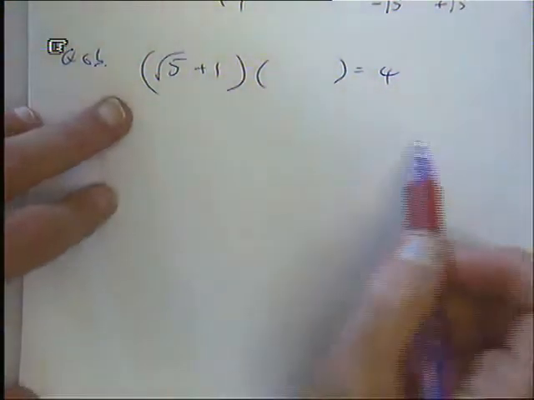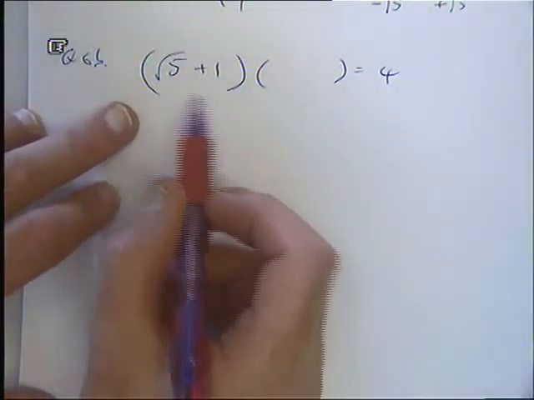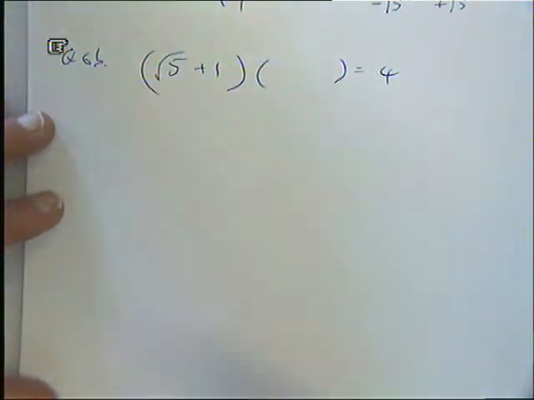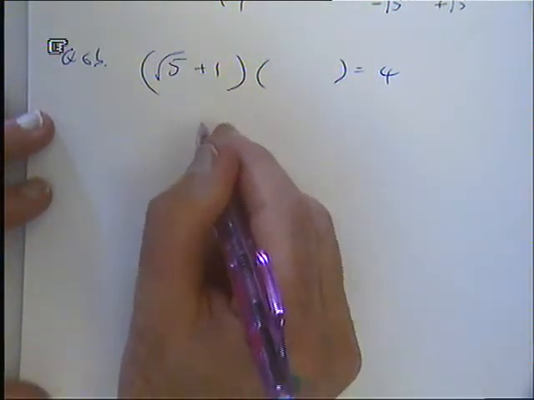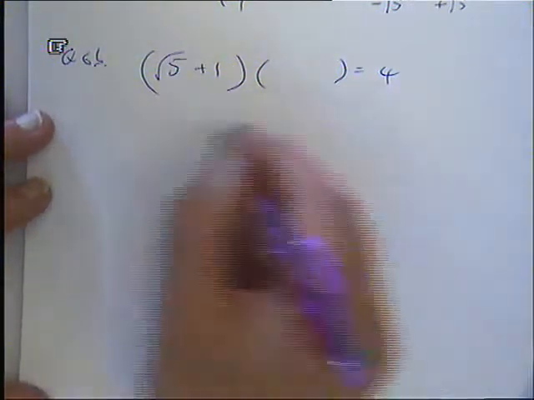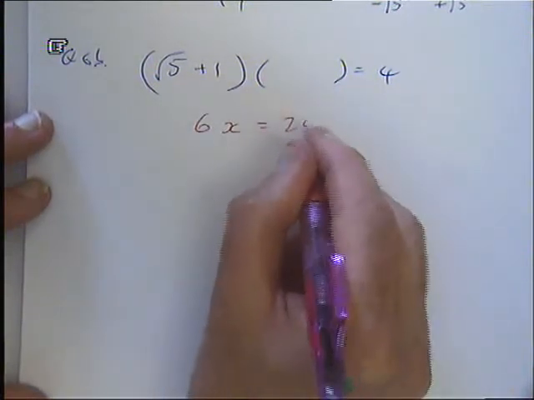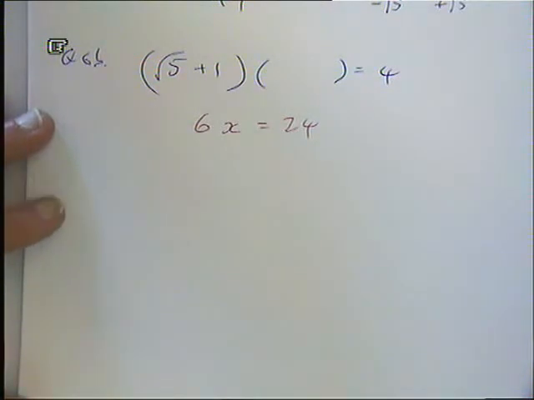So, yeah, we're looking at 6b. I've got a bracket with the root 5 plus 1, an empty bracket and a 4. This is something times by something equals something. If you had, in an exam, I'm just making these numbers up, a number times by something you didn't know equals something, what would you do to get your answer?